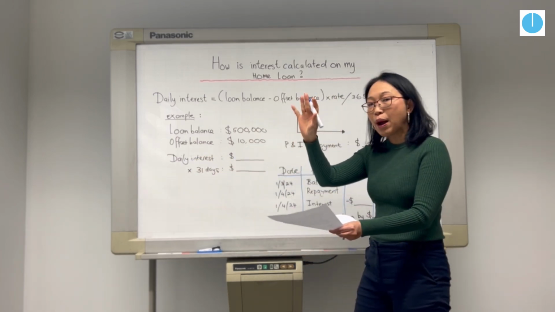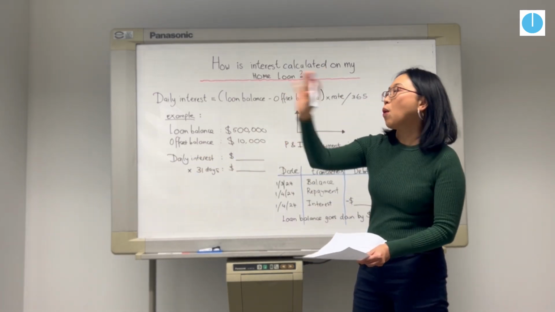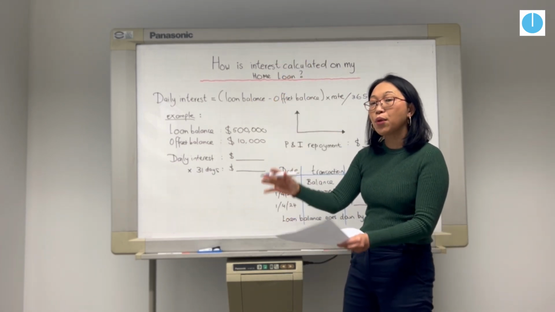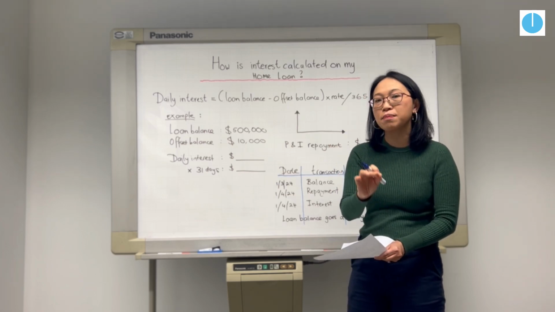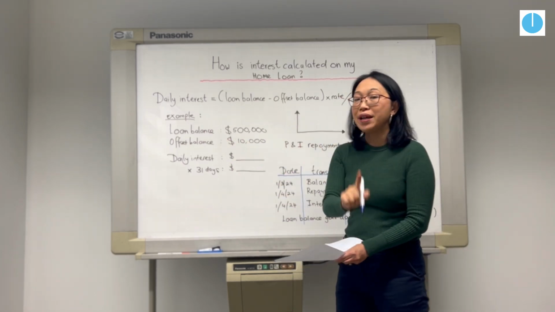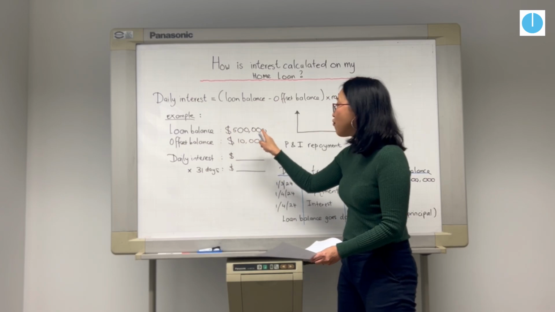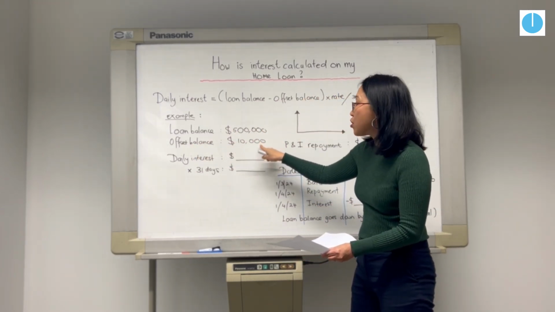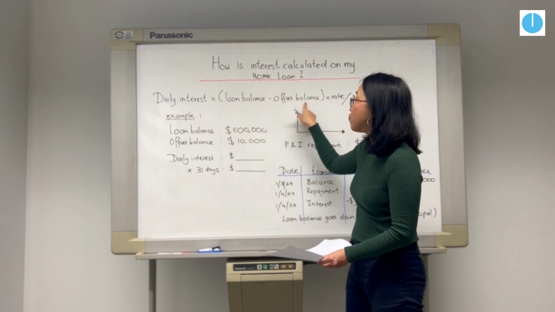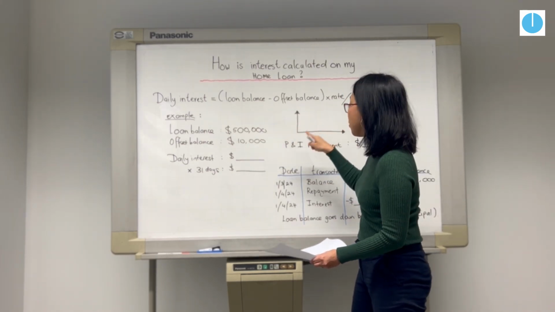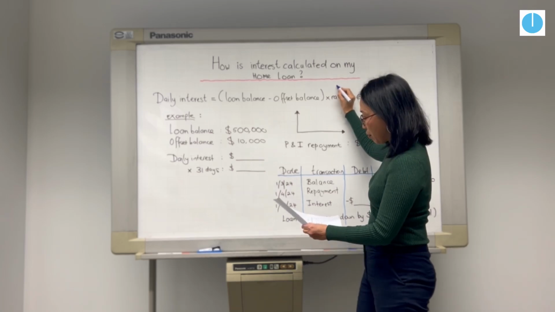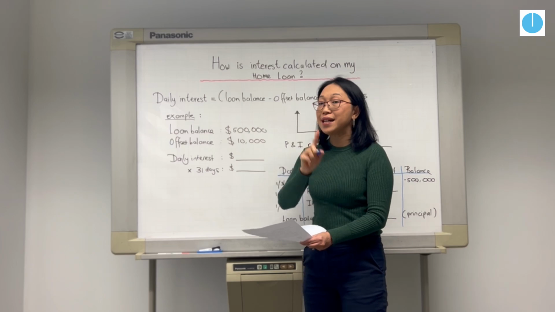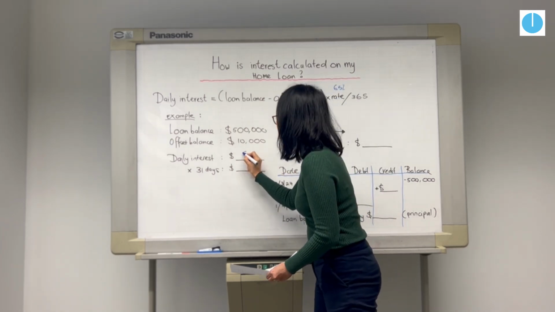So what the bank does is calculate day one, this is the interest, day two, this is the interest, and then at the end of the month they add it up and charge you the interest monthly. Now, I'm going to give you an example. If the loan balance is 500,000 and the offset balance is 10,000, the bank will calculate the interest based on 490,000 times the rate, and let's assume a rate of 6.5, divided by 365.